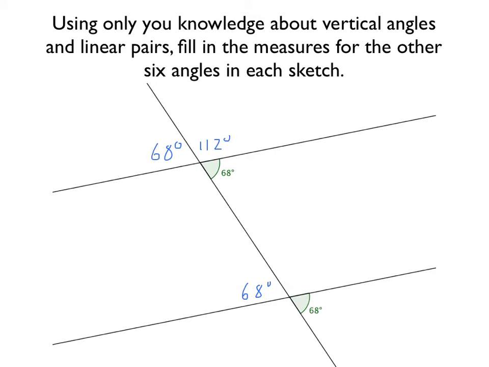Similarly, this angle down here has got to be 112. And then for a number of reasons, the remaining angles are 112 as well. We could talk about the fact that these two angles form linear pairs, or these two angles form linear pairs, or we could even mention vertical angles once again, 112 and 112.